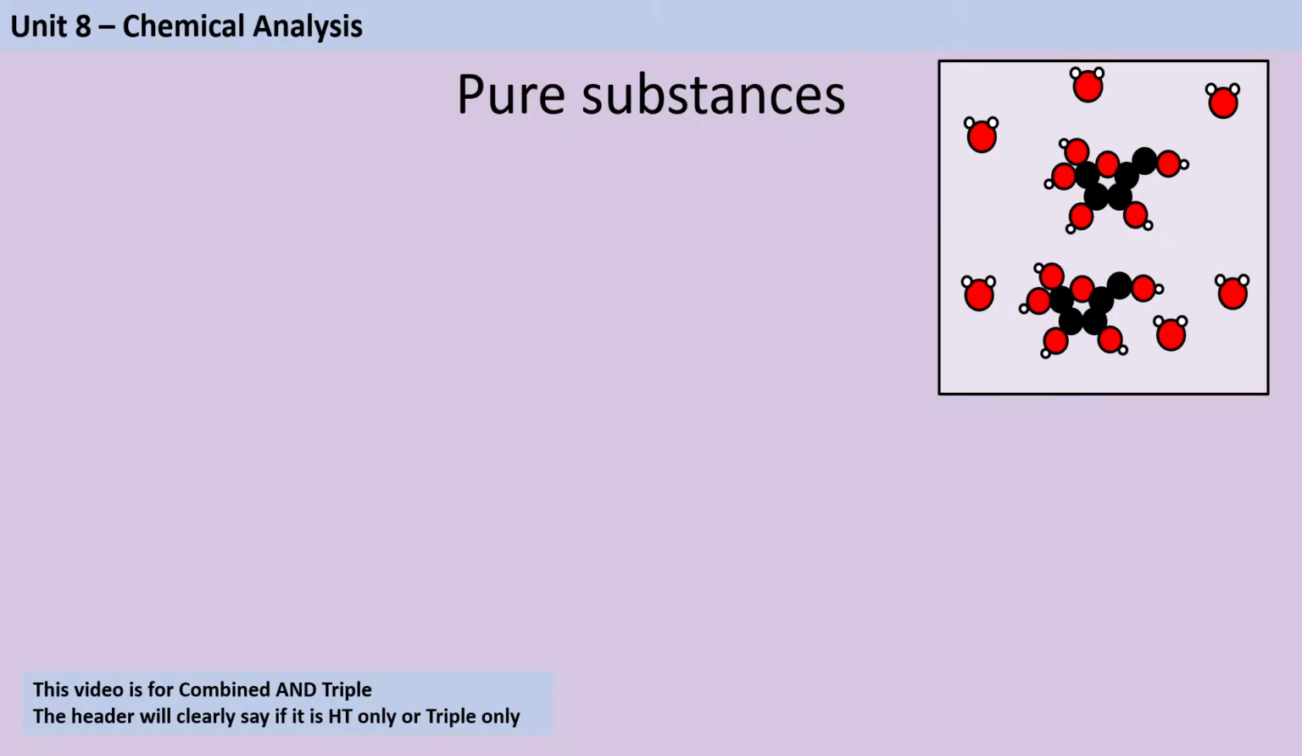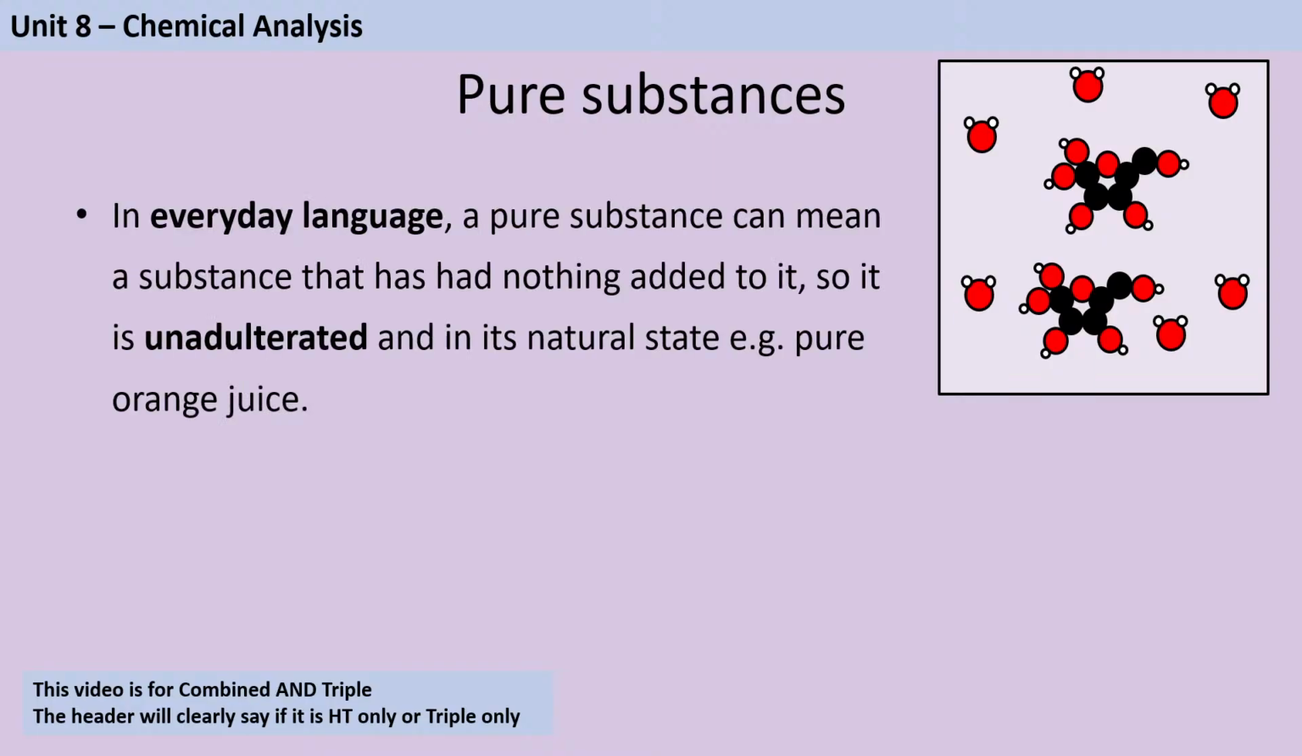Okay, so for Unit 8, you need to know 2 different definitions of the word pure, which is really annoying because you need to know both of them. So in your ordinary everyday life, if you were to talk about something as being pure, maybe some pure orange juice, you would mean nothing's been added to it, nothing's been changed about it. We might describe it as unadulterated.